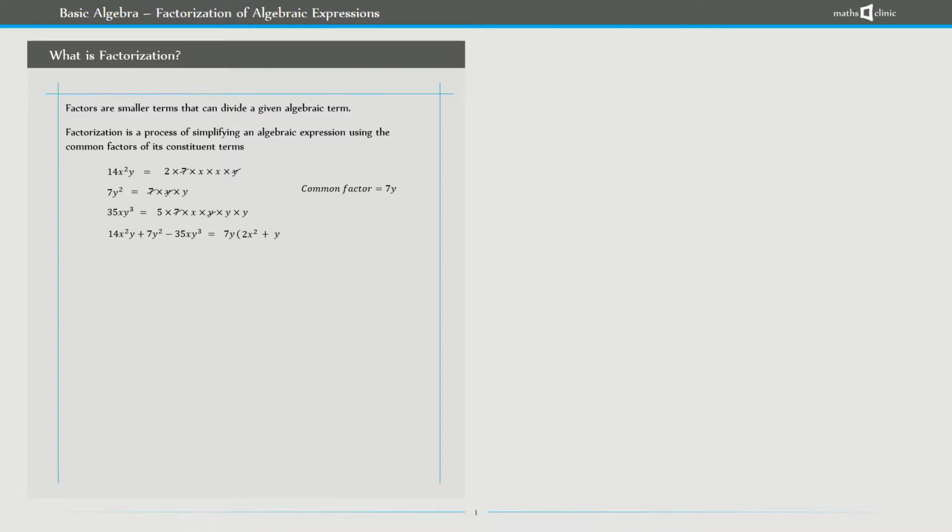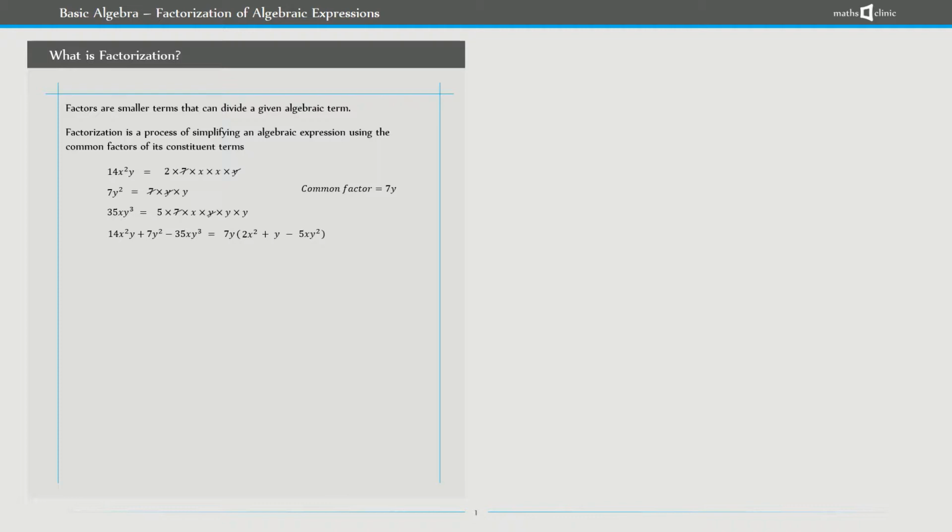Now think of factorization as the opposite of expansion. From the last lesson, if I told you to expand this, you'd have 7y multiplying 2x squared, and you would end up with 14x squared y. But instead of multiplying out, we're actually dividing, so we're going in reverse. Then we have 35xy cubed, and when we divide 35xy cubed by 7y, we have minus 5xy squared.